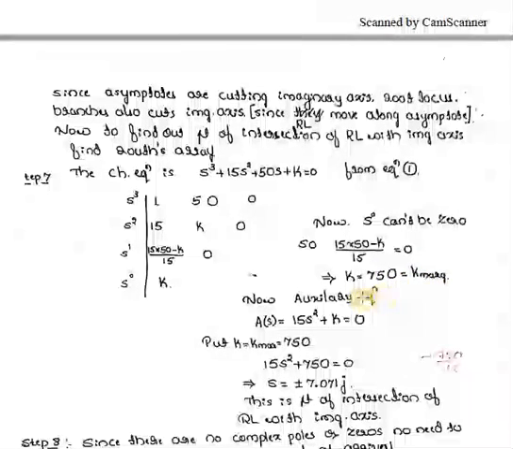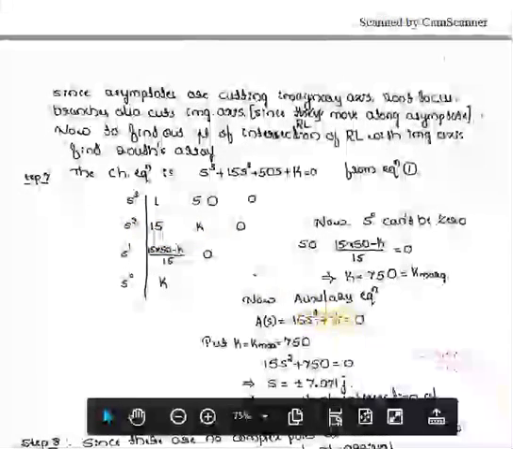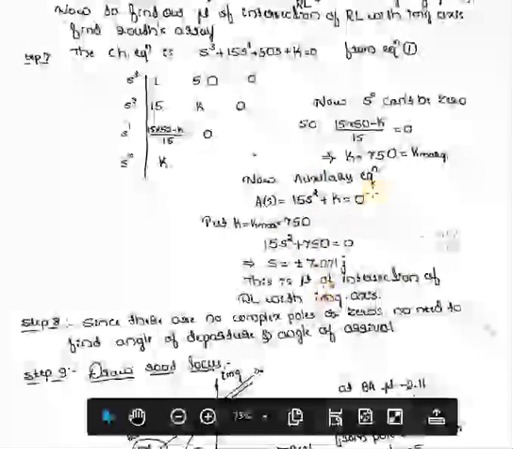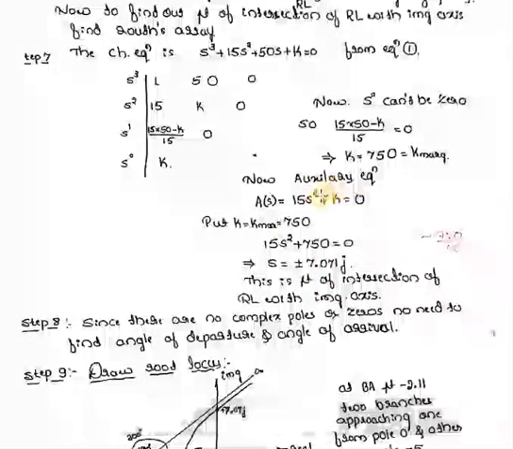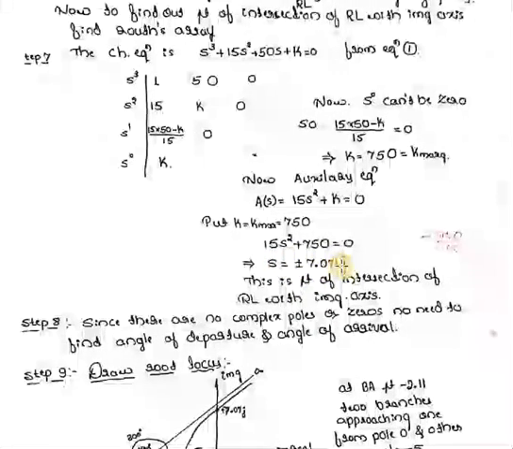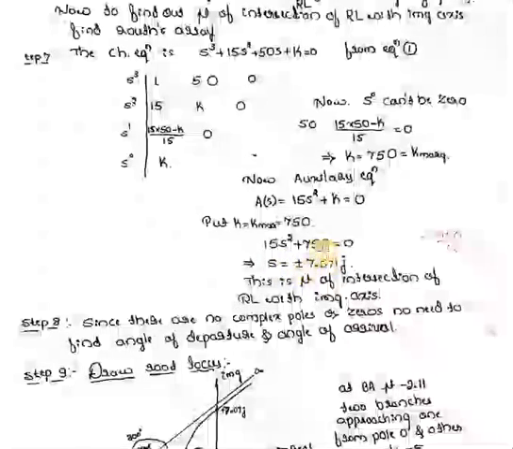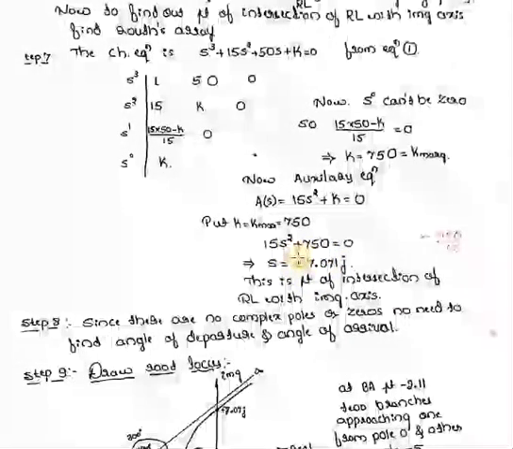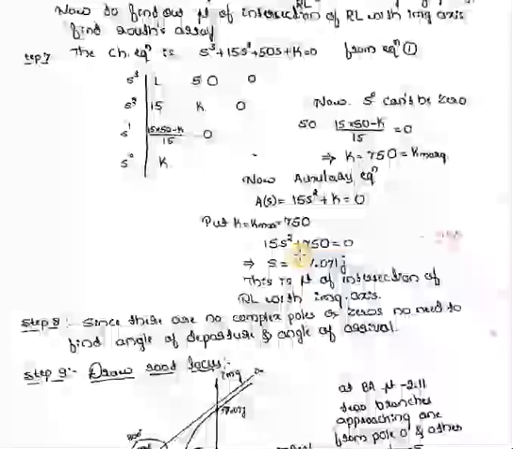Now the auxiliary equation you have to consider. For that, the row immediately above you have to consider. So that one will be 15s square plus k equal to 0. That is the auxiliary equation. So you will substitute that k marginal value in this equation. You will get s as plus or minus 7.071 j. So this is the point of intersection of the root locus with the imaginary axis.